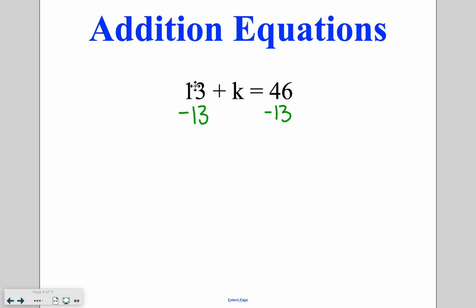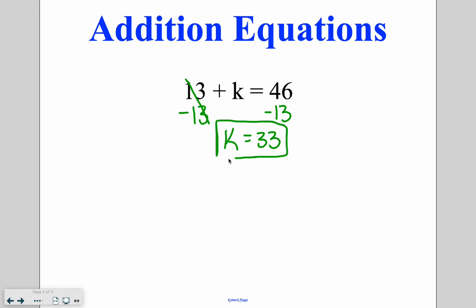13 minus 13 is 0. Since 0 plus anything is just that number, I'm just going to have k. And then on the right side, I actually have some subtraction to do. So we have 46 minus 13, which is going to give me 33.